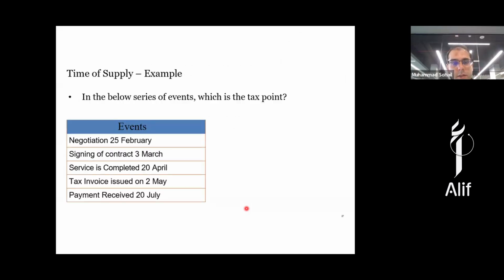Here is an example of different events, and I want you to tell me what is the tax point. What is the tax point? Negotiation of the contract took place on 25th February. The contract was signed on 3rd of March. The service was completed on 20th of April, and the tax invoice was issued on 2nd of May, and the payment was received on 20th of July.